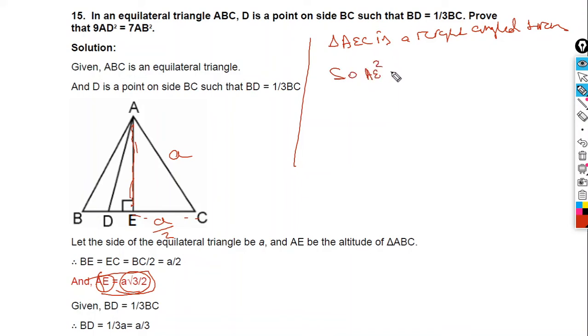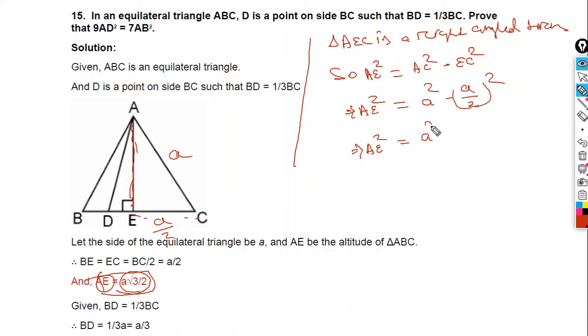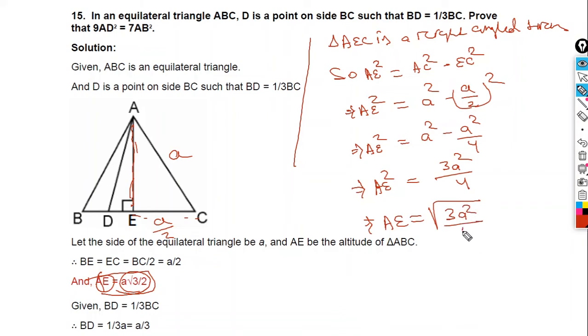So AE square must be equal to AC square minus EC square, which implies AE square will be equal to A square minus A by 2 whole square, implies AE square will be equal to A square minus A square by 4, implies AE square will be equal to 3A square by 4. Now AE will be equal to root over of 3A square by 4, which will be root 3 by 2 A. That is what we have written here, A into root 3 by 2. You can prove it like this, or you can directly write it.